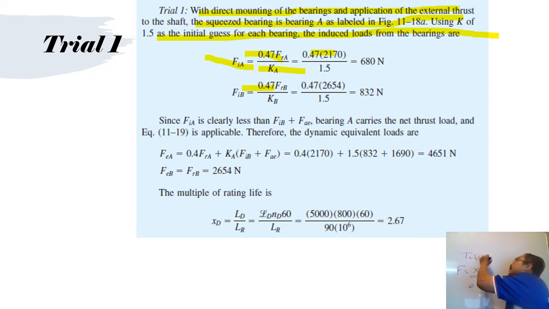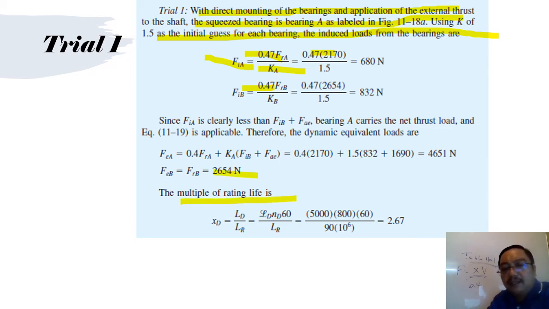Table 11.1 has the table for X value and V value. Since FIA is clearly less than FIB and FAA, bearing A carries the net thrust load and equation 11.9 is applicable. Therefore, the radially equivalent loads are this value. You can put all the values and trace back to the number, and you get 4946.51 Newton, and FE equal to FRB, 2654 Newton.